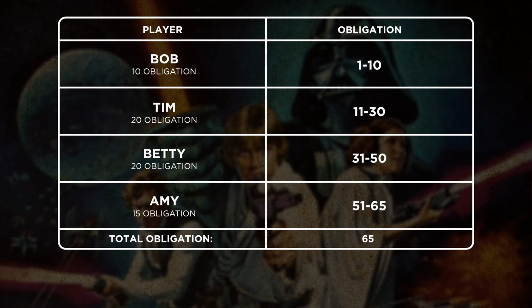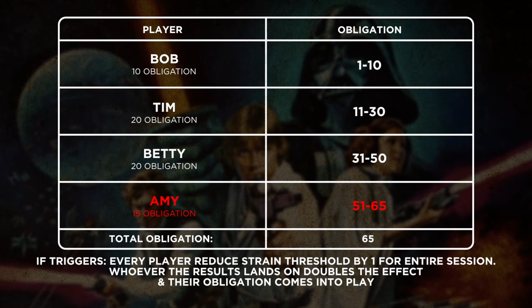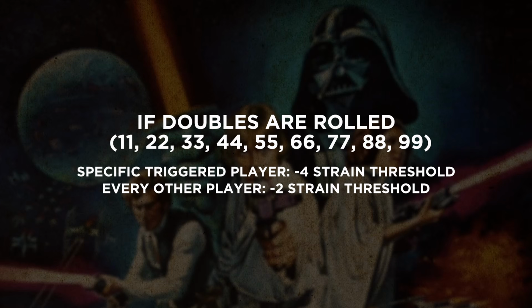We will touch on strain later in this video, but the short story is that it is your mental health bar. Specific obligation is rolling to determine which character specifically is affected. So if player character number 1 is between 1 and 10, player character 2 is between 11 and 30, and so on. Whoever it lands on has their obligation affect the story that session. That player has to decrease their strain threshold by 2 for the session, while every other character still has to decrease theirs by 1. Additionally, if the roll was a doubles number like 11 or 44 or 77, then the negative strain effect is doubled for everyone at the table. So keep that in mind when deciding whether or not you want to increase your obligation for starting bonuses.